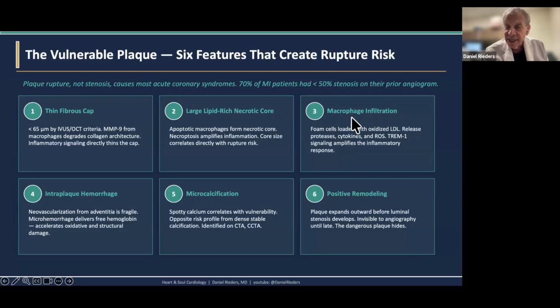And then you have inflammation and infiltration of macrophages, which are a type of white blood cell. These foam cells are loaded with damaged cholesterol, the oxidized LDL, which release all kinds of other things. And there's a bunch of debris inside. You see microcalcifications, and then the artery can remodel, it can change the shape. And these are all bad signs.